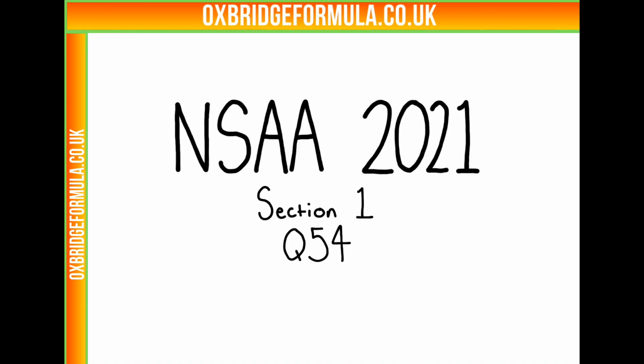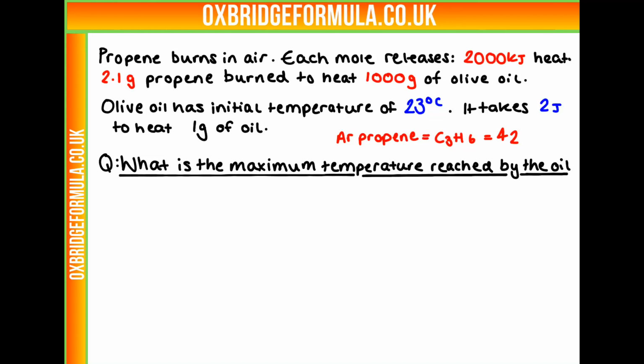This is NSAA 2021, Section 1, Question 54. So, propene burns in air. Each mole, when burnt, releases 2,000 kilojoules of heat. We're told that 2.1 grams of propene is burned to heat 100 grams of olive oil.